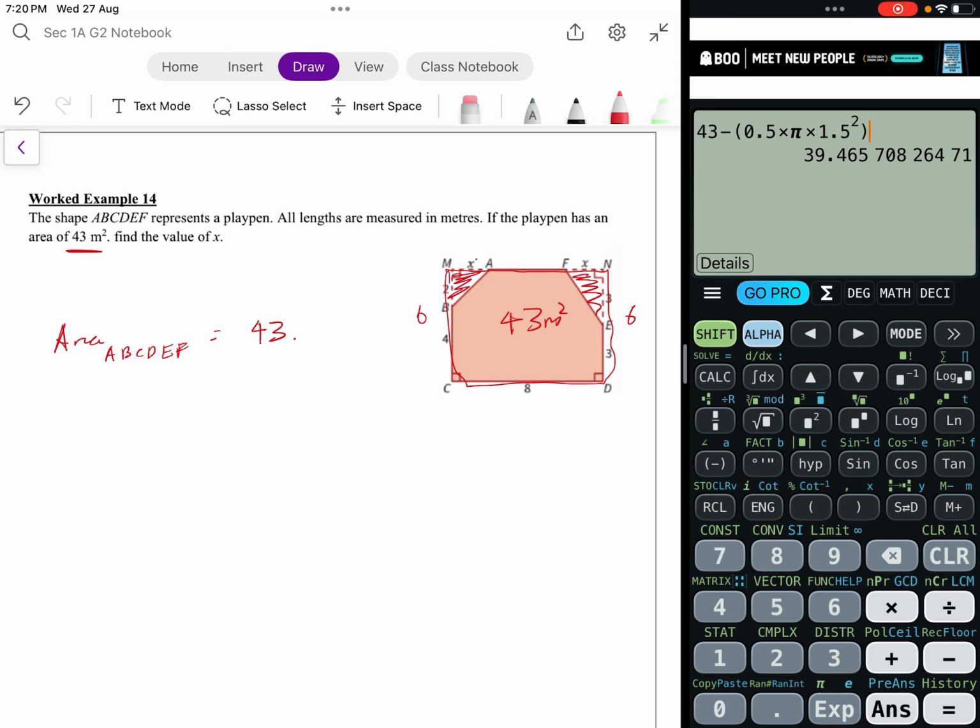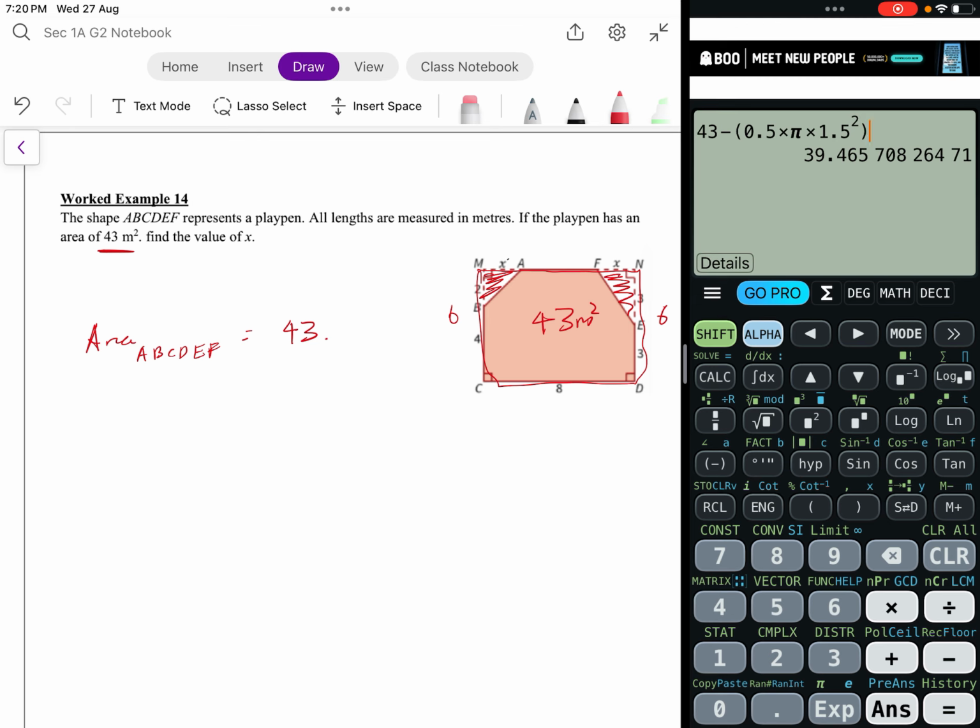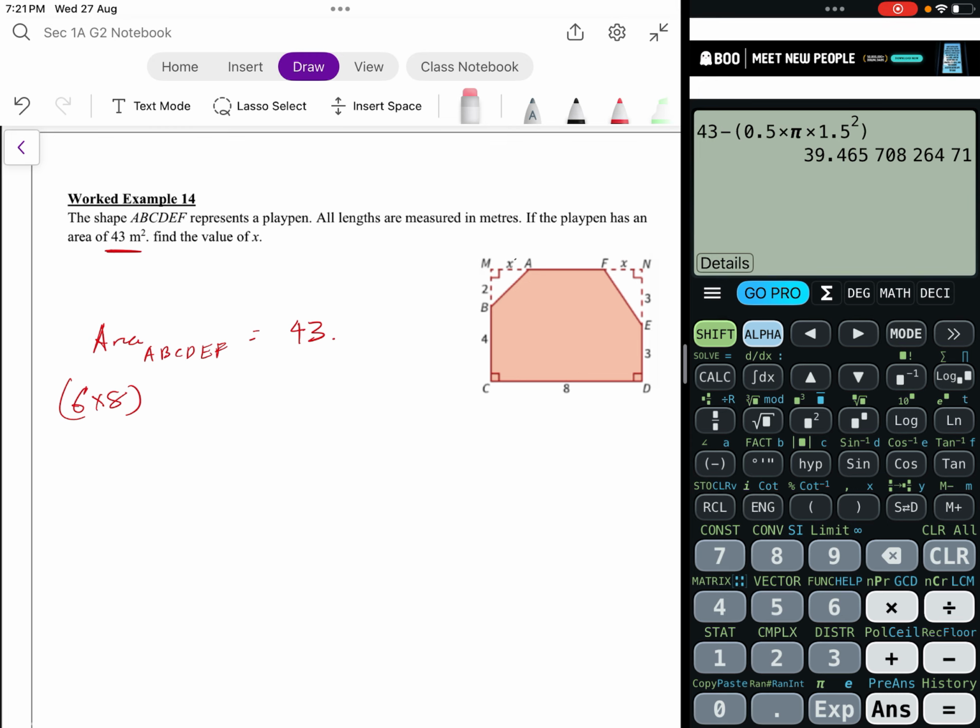How to get 43? I'm going to take 4 times 6. No, sorry, 6 times 8. For the area of the entire rectangle, 6 times 8. Then I'm just going to minus off this triangle first. So half times x times 2. Half times x times 2. Then I'm going to minus off half times x times 3.